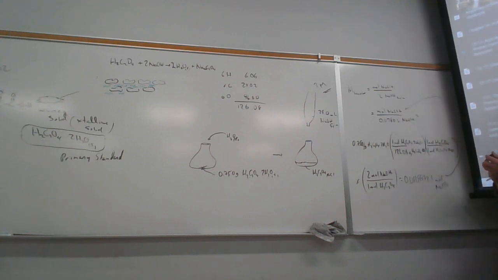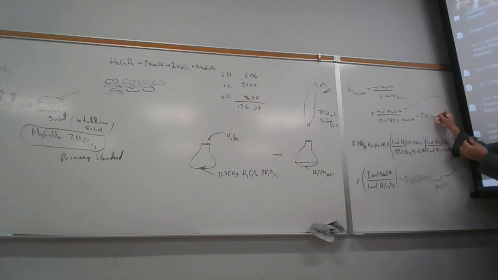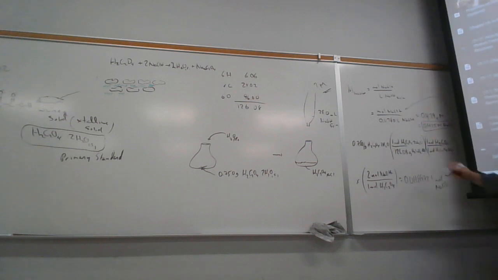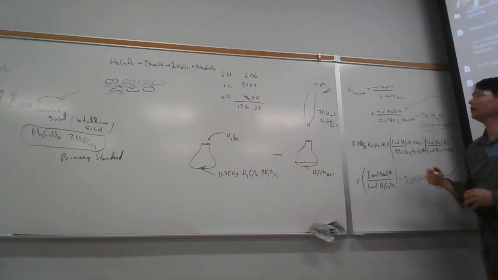So divided by 0.028, I get a molarity 4.424. I'm allowed 3 sig figs, so I'll just carry the 9 molar, or 0.425 molar sodium hydroxide. NaOH.